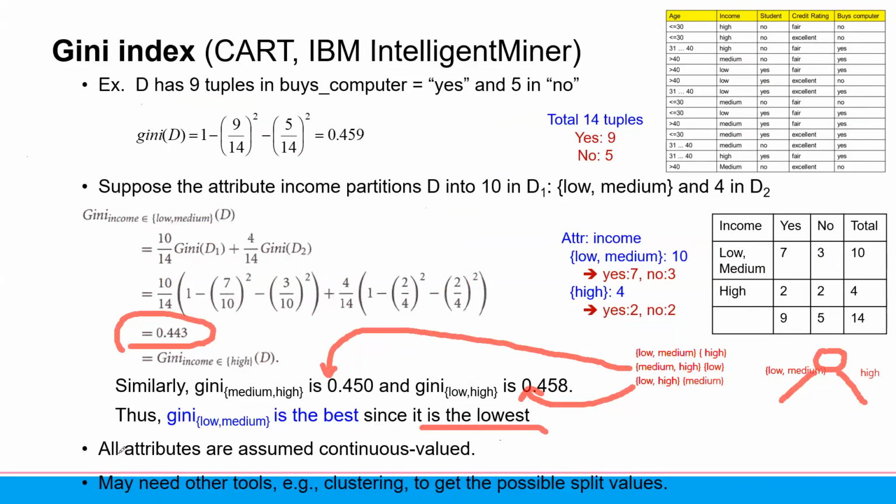Okay, all attributes are assumed continuous value. Sorry, I'm wrong. This one: all attributes assume categorical values. Okay, discrete values, because this is discrete. So all attributes should be categorical, not continuous. Sorry. And you need other tools, clustering, to get the possible split values if it is continuous values. So this is wrong. I'm sorry, I need to update this one.